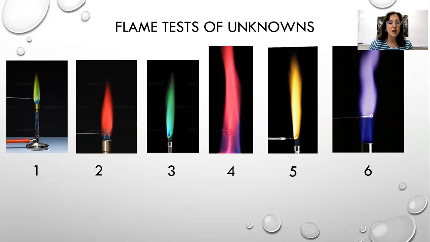But we have unknowns. Unknown 1 gave us this green color. Unknown 2, notice this red. Unknown 3, more of that limey bluish green color. 4, more of a magenta. 5 was a bright orange. And 6 was this lovely violet.